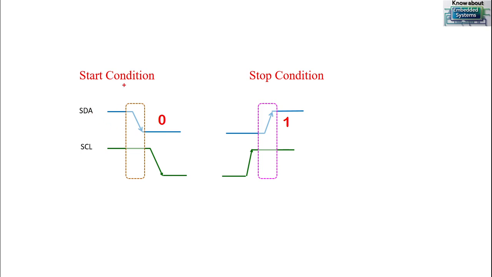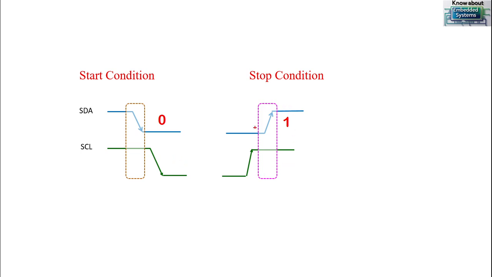So the start condition will be generated by sending logical low on the data line before the SCL clock goes low. That means at this position, you can see here. So first the data line should go low and later the clock will go low. This is the start condition. So there is an exact timing, and that timing is going to generate the start condition. So this is very important. First the data line should go low, then the clock line should go low. This is for the start condition.